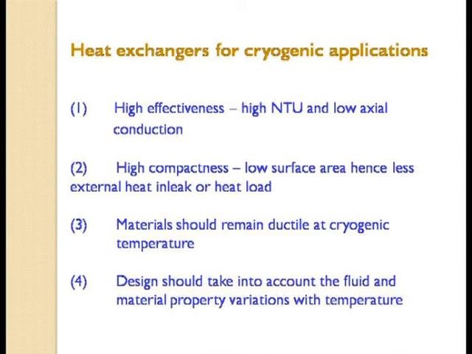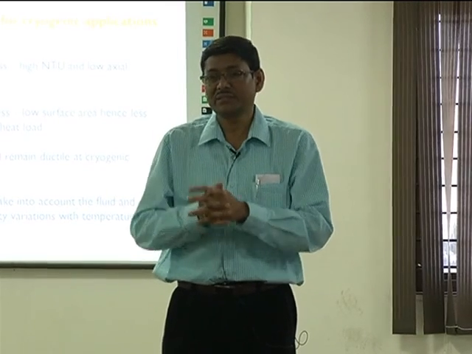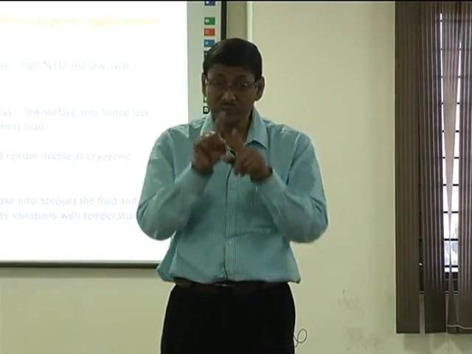Then the next part is high compactness. Of course, you need high compactness. As a common man, you can immediately think, yes, compactness is required, mainly because we need less space to put the heat exchanger. But in cryogenic cases, it is not the space we are worried about. We are worried that it has to be smaller or compact, because then the surface area of the heat exchanger is reduced.